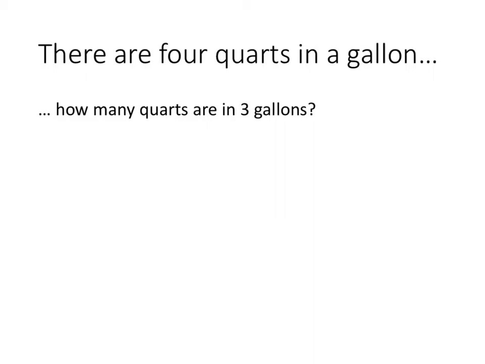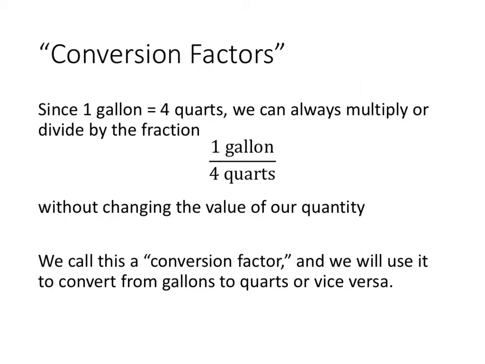Now you might be able to think right away about what the answer to this question is. But these questions can get quite tricky sometimes, so let's think very carefully about how we're going to solve this. What we're going to use is something called a conversion factor. Since 1 gallon equals 4 quarts, we can always multiply or divide any quantity involving gallons or quarts by this fraction, 1 gallon over 4 quarts. In fact, we can also multiply or divide by the quantity 4 quarts over 1 gallon.